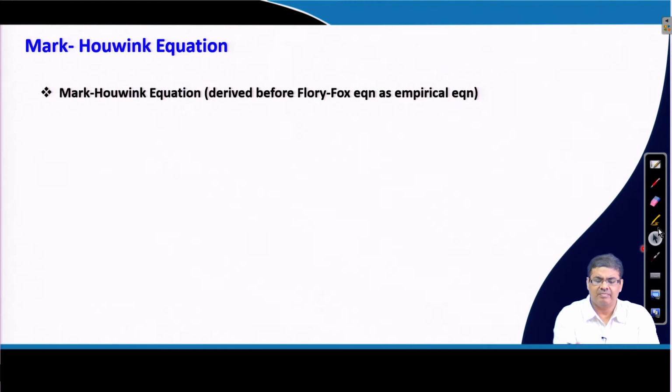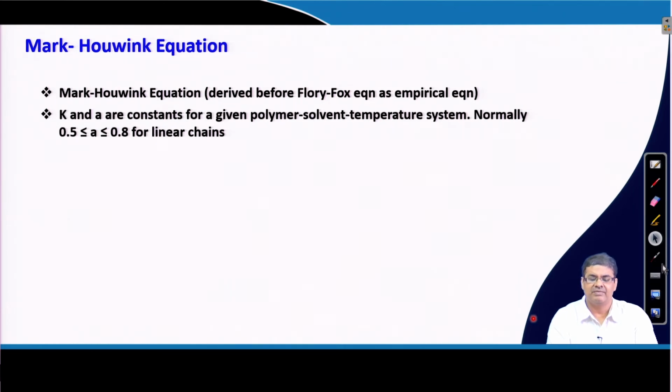Now, the Mark-Houwink equation was derived experimentally later, though it was derived theoretically, as we explained, from the Flory-Fox equation, as an empirical equation. K and A are constant for a given polymer, solvent, temperature system as I described just now, and the value of A is normally between 0.5 to 0.8 for a linear chain. For an elongated chain, this can go beyond 0.8, but that is not a very frequently observed polymer chain.